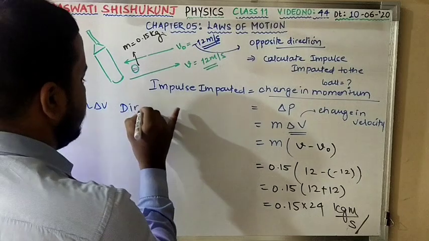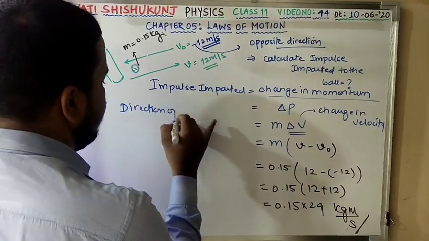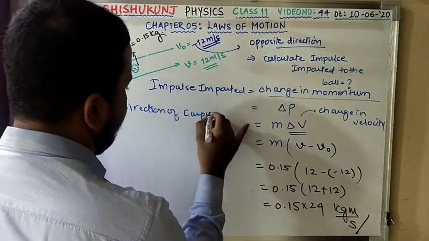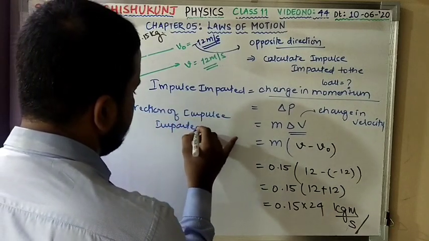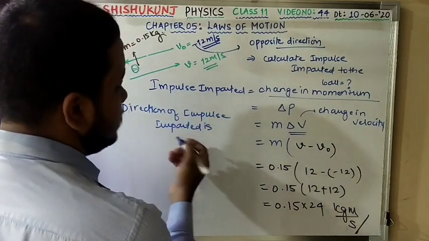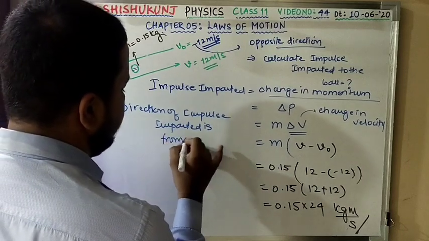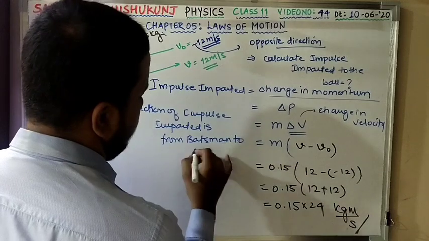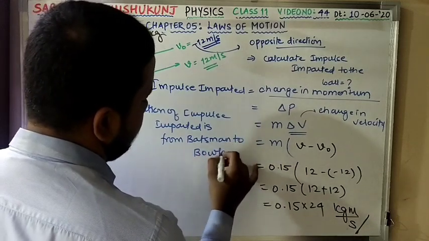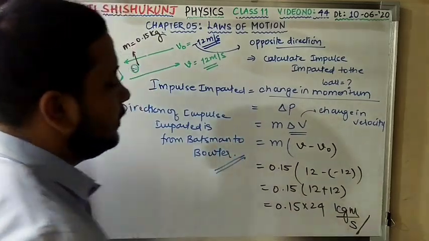So I am writing: direction of impulse imparted is what is from batsman to bowler. Batsman to bowler. Till this clear? Hope it is perfectly clear.